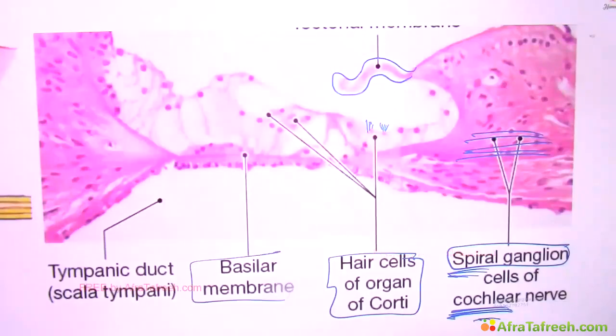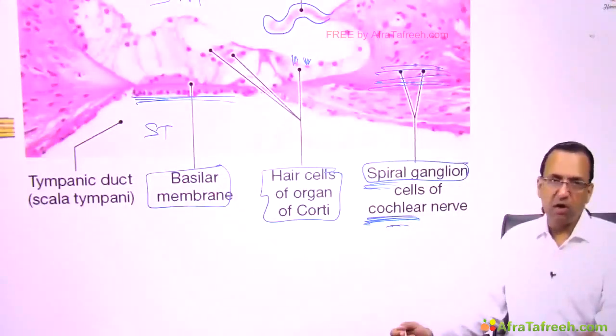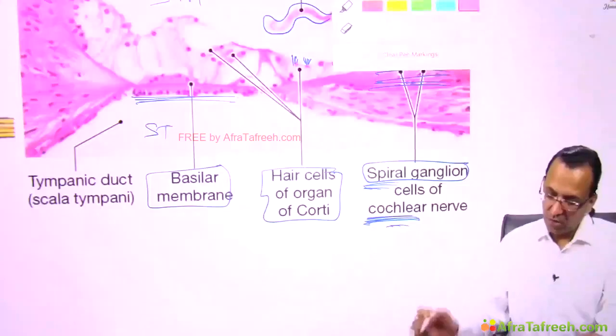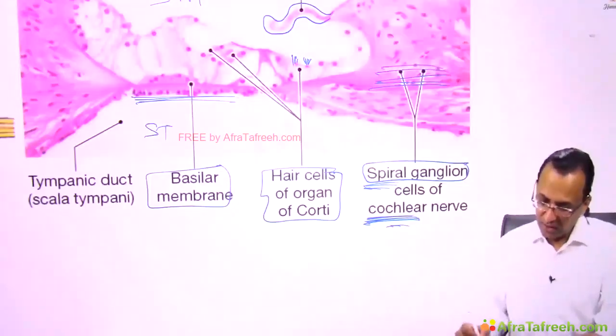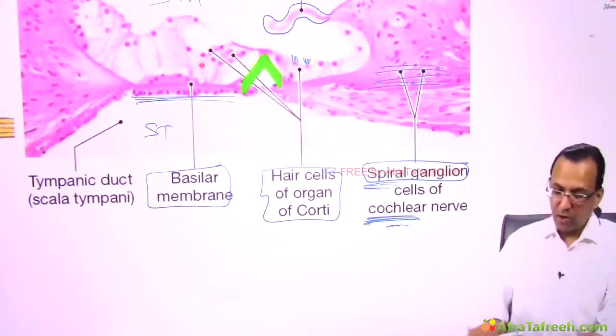So this is the basilar membrane here. I think it is going to separate the scala tympani from the scala media. Yes, that is what it is doing. So this is scala media here, this is scala tympani, and separating the two is the basilar membrane. So this is how we identify. Where are the rods of the organ of Corti? If you want to see the rods of the organ of Corti, then they are here. Rods of the organ of Corti, and outer hair cell and inner hair cell.